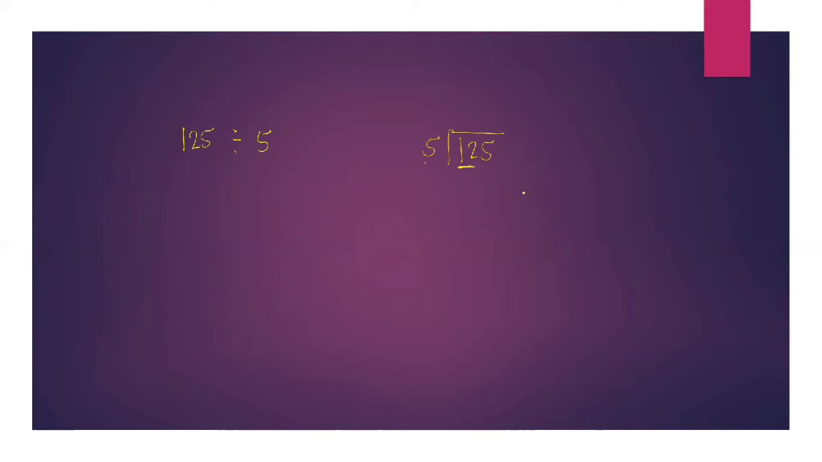Since mas mataas naman yung 12 sa 5, then we can divide it. So, how many 5 do we have in 12? Meron tayong dalawang 5. So, ibig sabihin, 12 divided by 5 is 2. Nilagay ko siya sa ibabaw ng 2 dahil this is the last digit that we included in dividing a number. So, 2 ang sagot. Then, multiply natin. 2 times 5 is equal to 10. And then, subtract daw. So, 12 minus 10 is equal to 2.